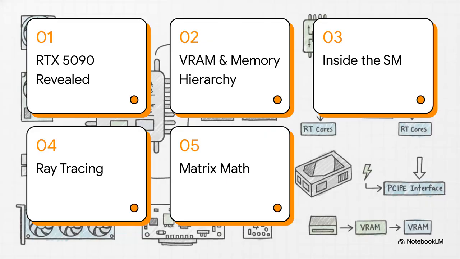Okay, let's dive straight into this. Here is our roadmap for today. We'll start with the RTX 5090 revealed, then move into VRAM and the memory hierarchy, step inside the streaming multiprocessor, check out ray tracing and the RT cores, and finally wrap it all up with matrix math.